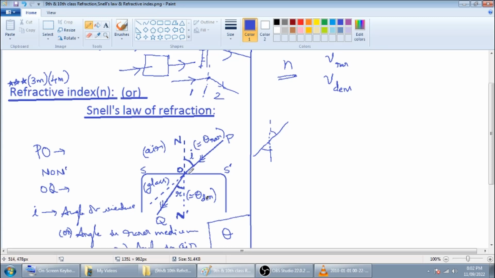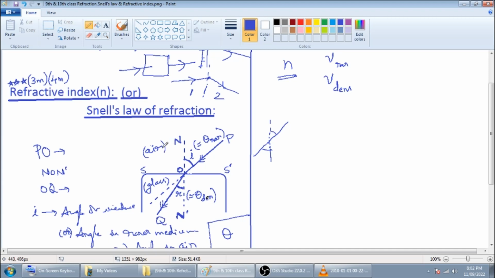Now if we take a still rarer medium where the velocity of light is even higher than this. For example, initially we are taking the rarer medium as air. So its value is say 3 × 10^8 meters per second. Now still, if possible, try to take an even rarer medium than air.